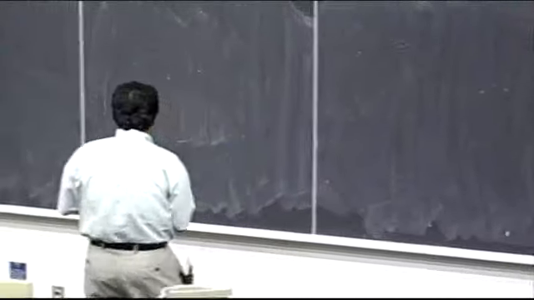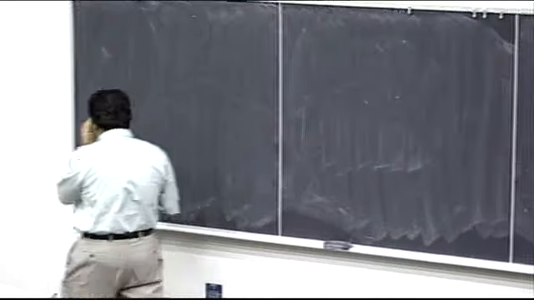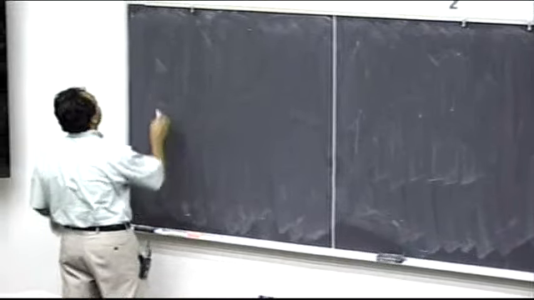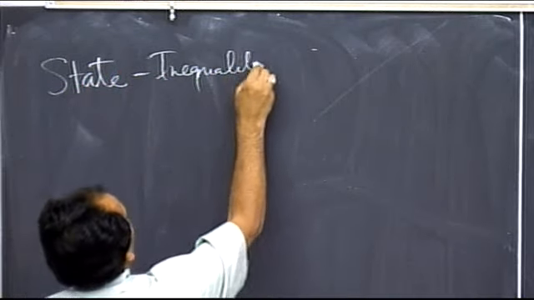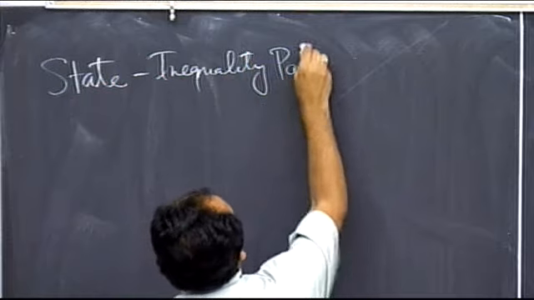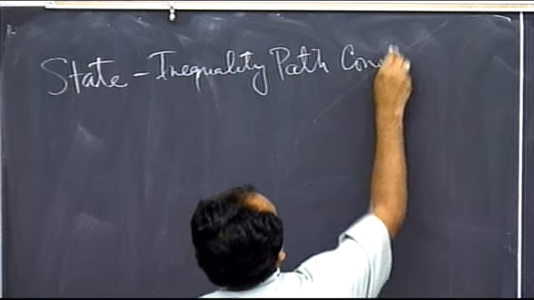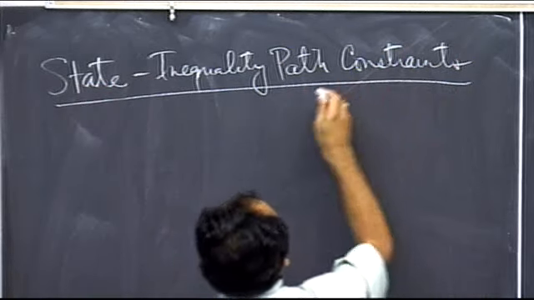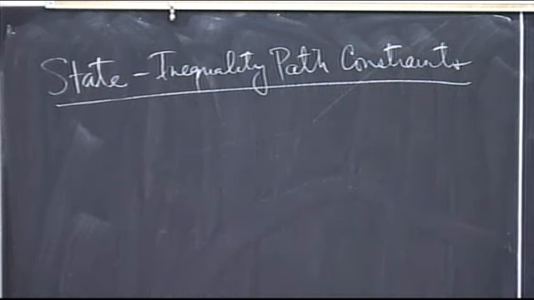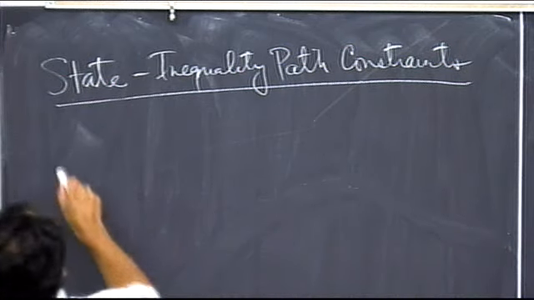Okay, thank you. All right, so let's continue this discussion on path constraints. So today I want to talk a little bit about the case of state inequality path constraints. This is somewhat, in some ways, a little confusing, in some ways it's not terrible, but it's not that easy to deal with these. So we have a state constraint of the following form.